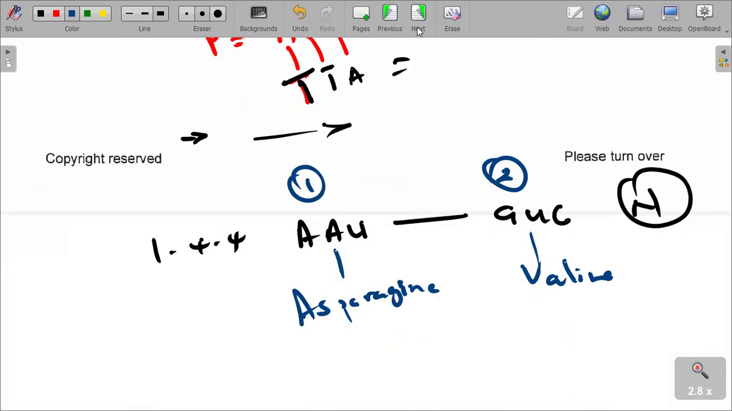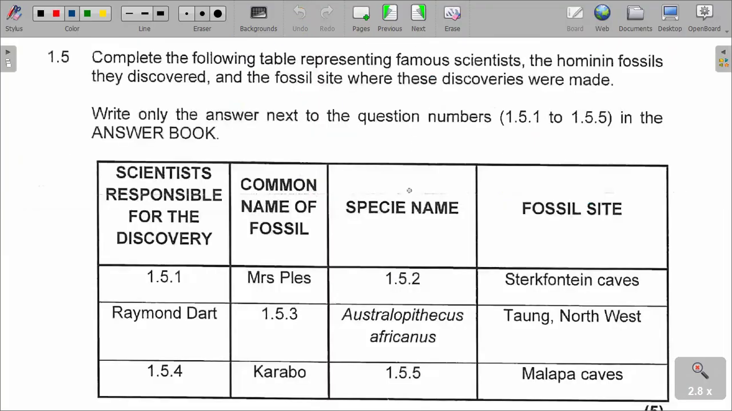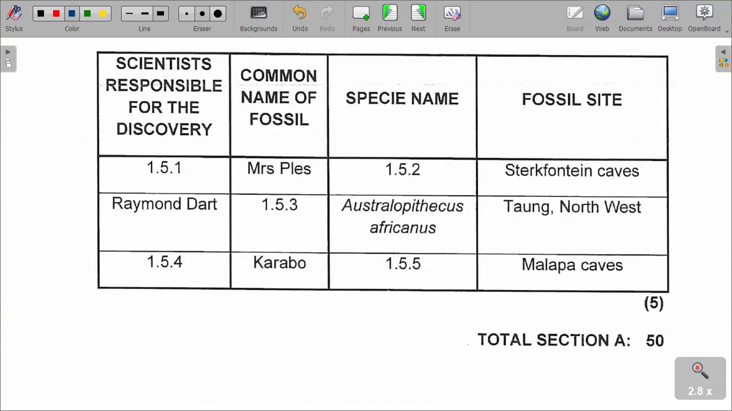The next question is to complete the table. Complete the following table representing famous scientists, the hominin fossils they discovered and the fossil site where the discoveries were made. We write only the answer next to the question number. So question 1.5.